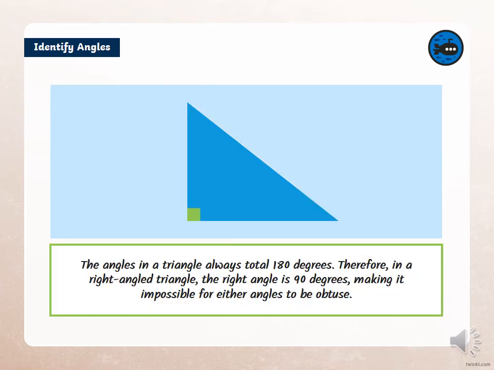The angles inside a triangle always total 180 degrees. Therefore, in a right-angled triangle, the right angle is 90 degrees, making it impossible for either of the other angles to be obtuse.